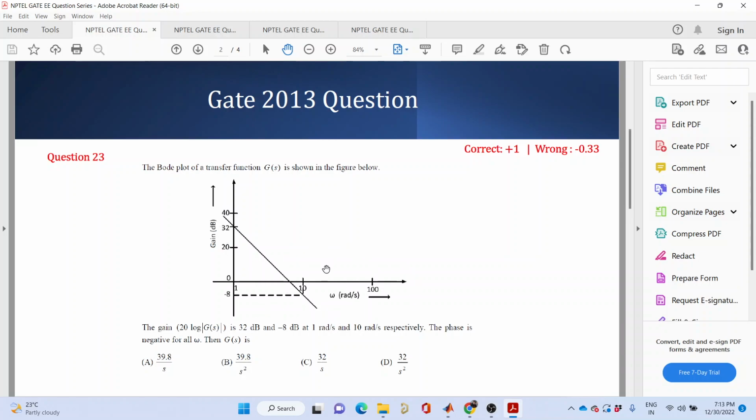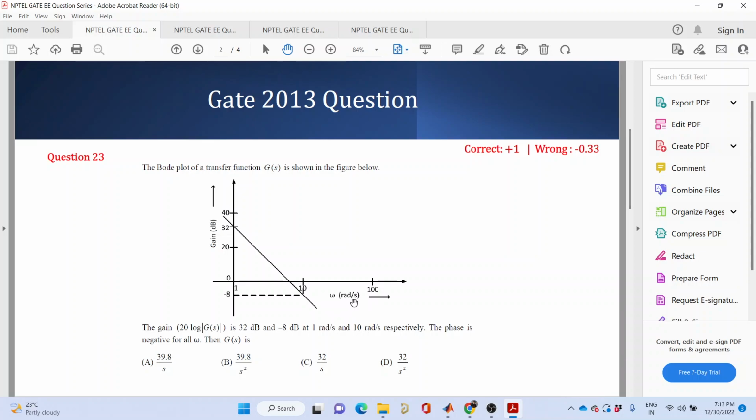Okay, the first thing is, as you have already told, to find the slope of the line that has been given to us in the question. How would you do that? 32 is the value of this. What is the value of frequency at this point? That is unity. The value of this straight line at omega equal to 10 radian per second is minus 8, right? And what is the value of omega at that point? That is 10. So how do you find the slope?